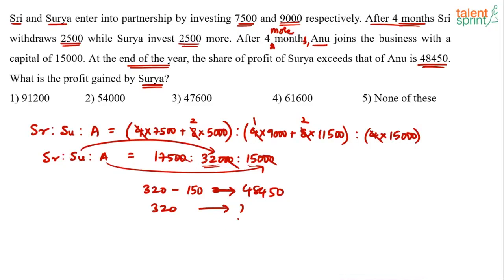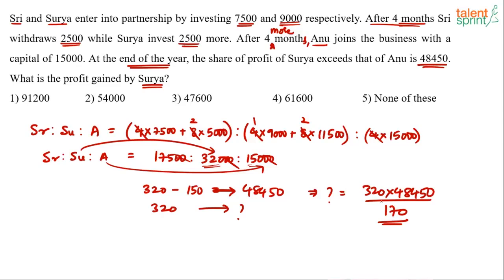So 320 and 150, the difference is 170, right? So if 170 is this, 320 is how much? So the question mark should be equal to 320 into 48,450 divided by 170. See, this will be almost 2 times. If you just observe, this is going to be almost 2 times, because 320 by 170 is close to 2, right? Approximately 2.